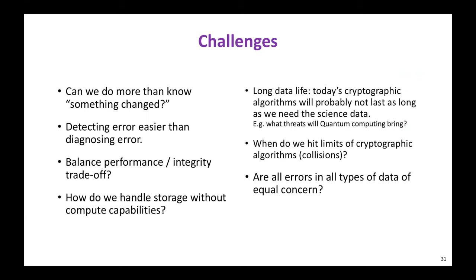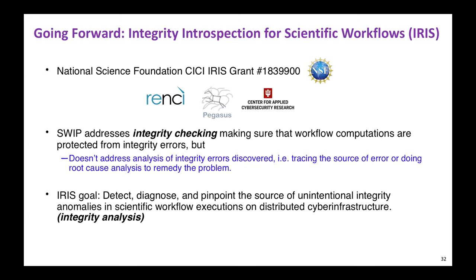And one of the things that we're doing going forward is we have a follow-on project called IRIS, which is Integrity Introspection for Scientific Workflows. We have the same partners here, Renzi, USCISI, the Pegasus team, and Von Welch team at IU. So whereas SWIP addresses integrity checking, making sure that workflow computations are protected from integrity errors, it doesn't address analysis of the integrity errors discovered, right? So it doesn't trace the source of error or do any root cause analysis to remedy the problem.